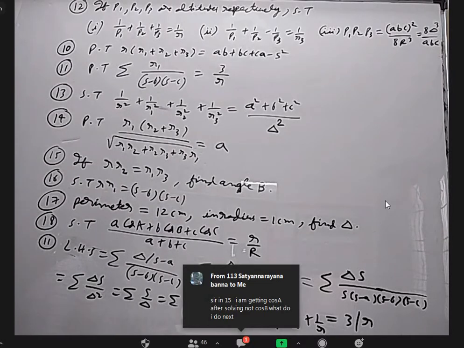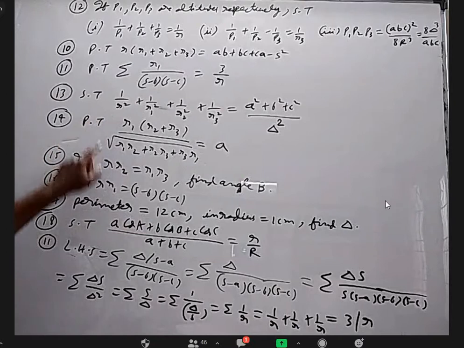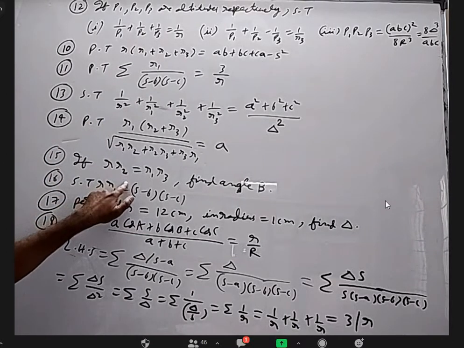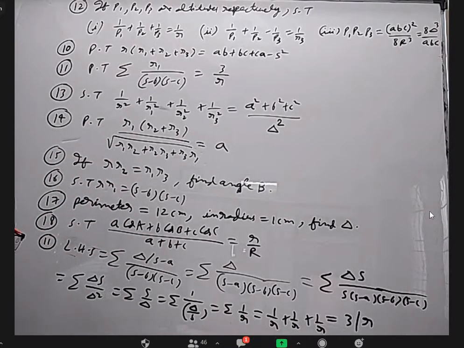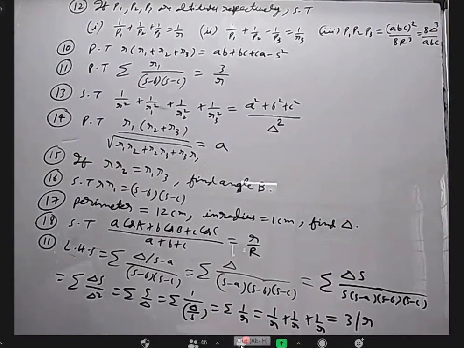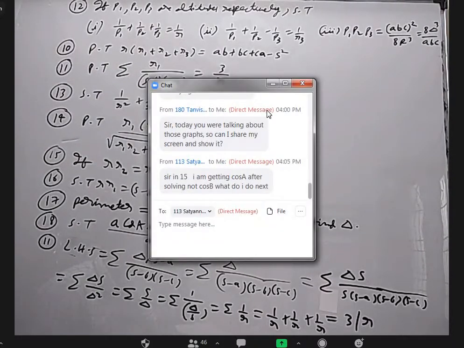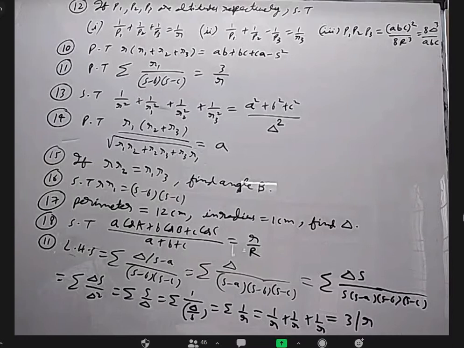In 15C, Sachin, which formula did you use? I specifically mentioned R2 here, so you might have written R3 by mistake, or you might have taken R.